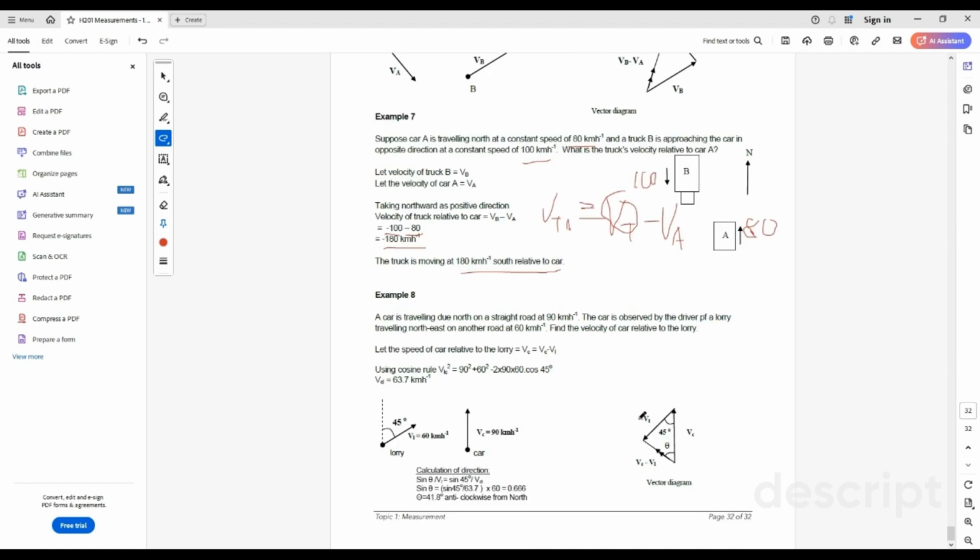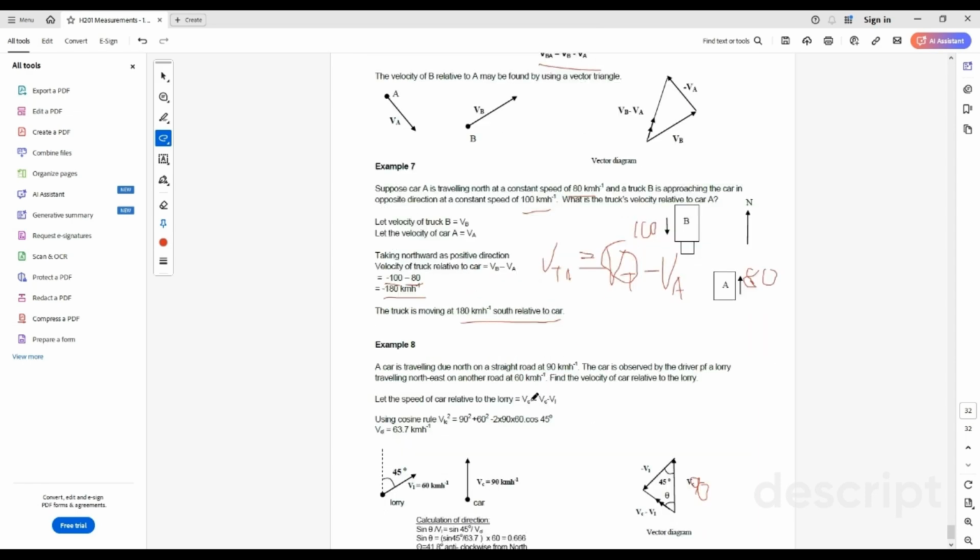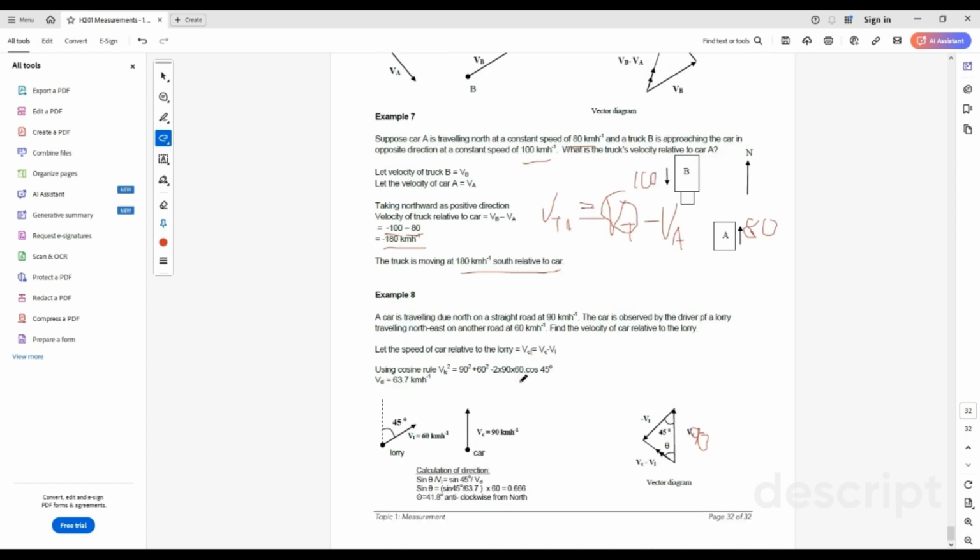And then for this question, we have a car traveling due north on a straight road at 90 kilometers per hour. So if we want to use this same formula, we use the velocity of CL equals the velocity of C minus the velocity of L. So in order to do this, we are actually going to make the velocity of the lorry negative and point the other direction to find the sum of the vectors in order to get the relative velocity in the end.